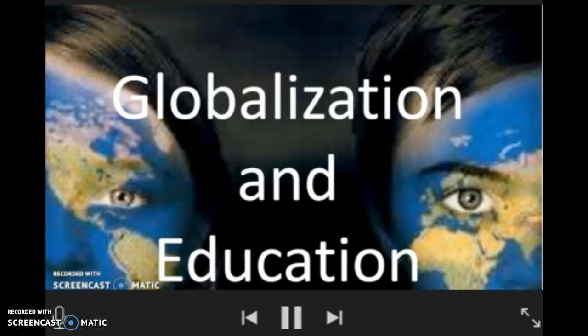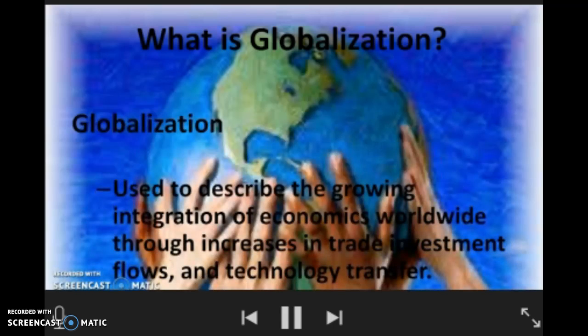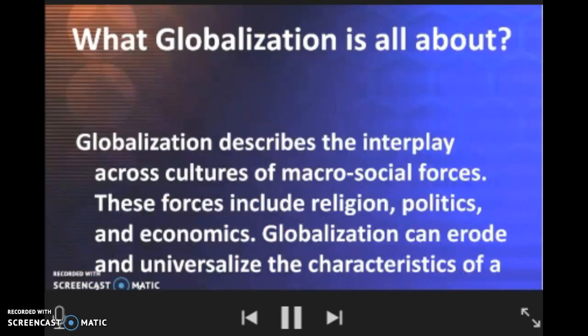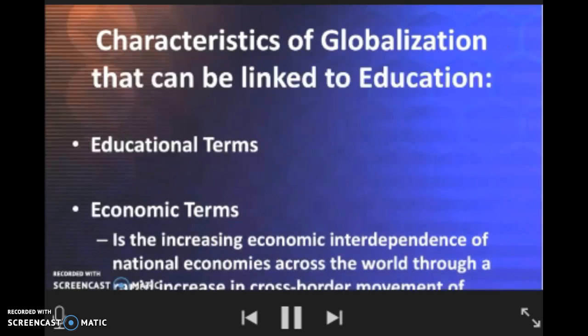Along with globalization in education, you first need to know what globalization is. It is used to describe the growing integration of economies worldwide through increased trade, investment flows, and technology transfer. So, what is it all about? Well, globalization describes the interplay across cultures of macro-social forces. These forces include religion, political and economic. Globalization can erode and universalize the characteristics of a local group.